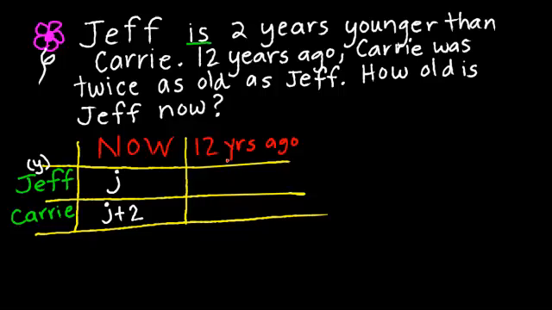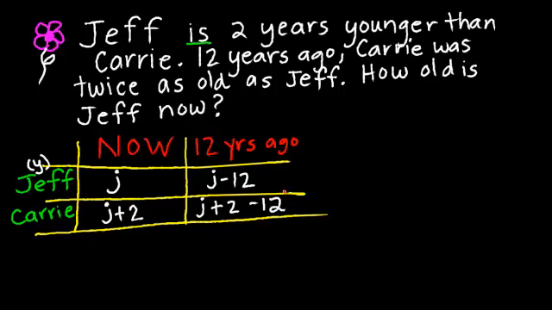Okay, now, 12 years ago, Jeff would have been 12 years younger, so the way I represent that is J minus 12. Carrie would also have been 12 years younger. That's J plus 2, her current age, minus 12.